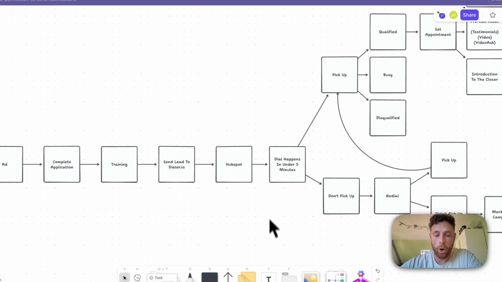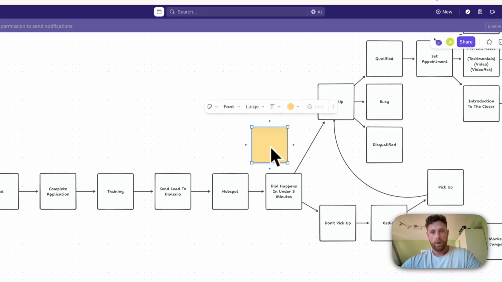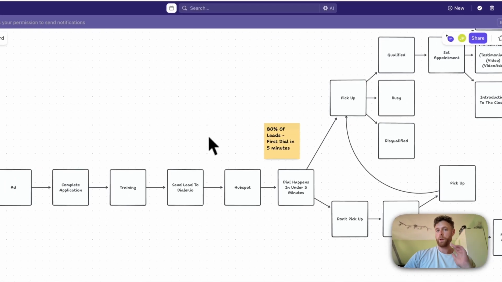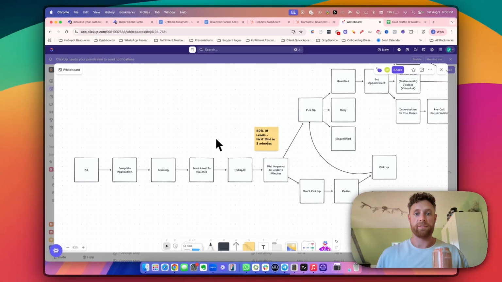So cool. All right. So now we want to assign some benchmarks in here. So dial happens in under 5 minutes. So we want to say 80% of leads first dial in 5 minutes would be the goal. 80%, that 20% accounts for the people that are on the weekend or after hours.